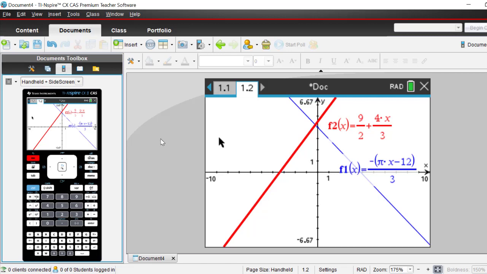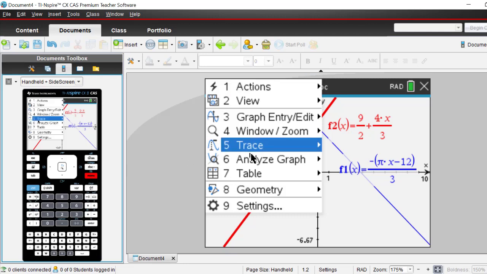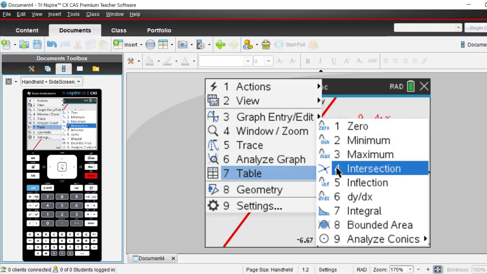Now, we want the intersection. We want when those 2 points intersect. So, again, we can use shortcuts, but we're in menu. And what do we want to do to the graph? Do you think we want to table it? Do we want to trace it? Do we want to zoom it? Do we want to analyze it, do you think? We do. And which one would it be? Intersection.